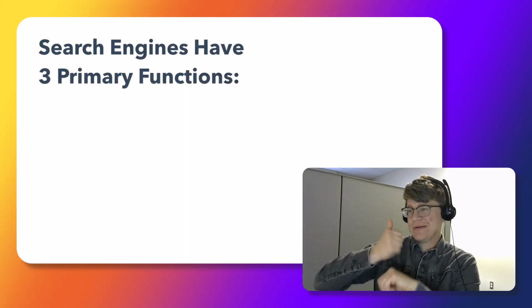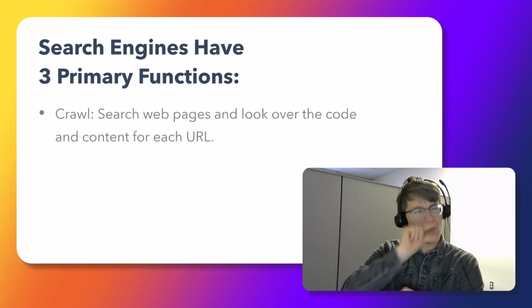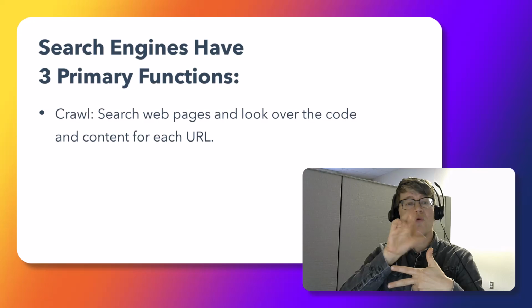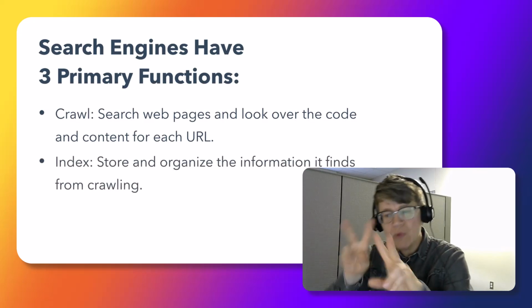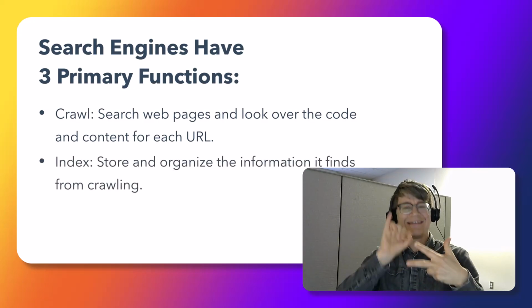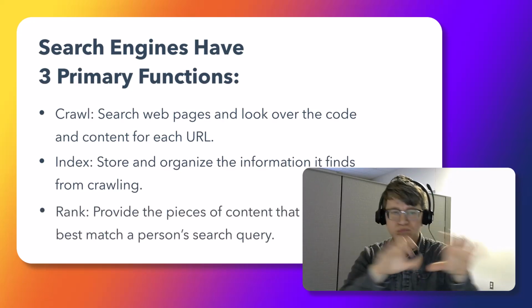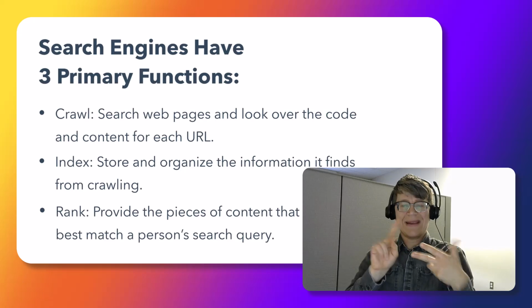Search engines have three primary functions: crawl, or search web pages and look over the code and content for each URL; index, or store and organize the information it finds from crawling; and rank, which allows search engines to provide the pieces of content that best match a person's search query. And how does Google find your content?